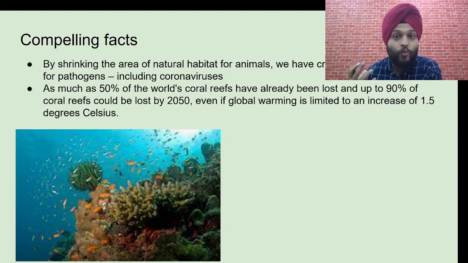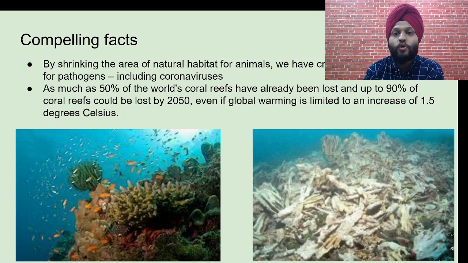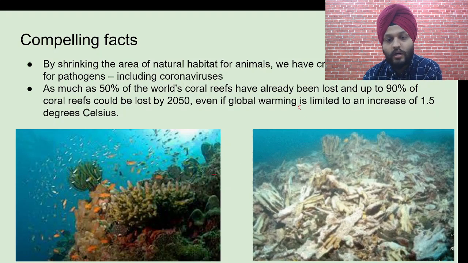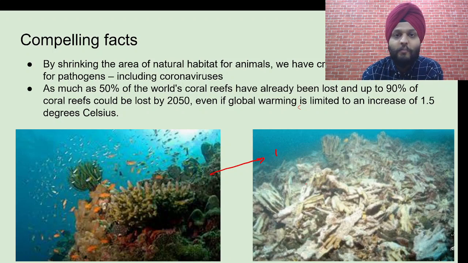But because of global warming, that is heating of the water, sea surface temperature is increasing, and because of acidification of the ocean, the carbon dioxide that is being emitted is ultimately entering into the oceans, and therefore the ocean is getting acidic. So this is what the coral reefs are turning into. You can see that the coral reefs have bleached, and it no longer supports the vibrant life and color that was associated with it. It is said that 50% of the world's coral reefs are already destroyed, and 90% of them would be destroyed by 2050. So something needs to be done urgently.